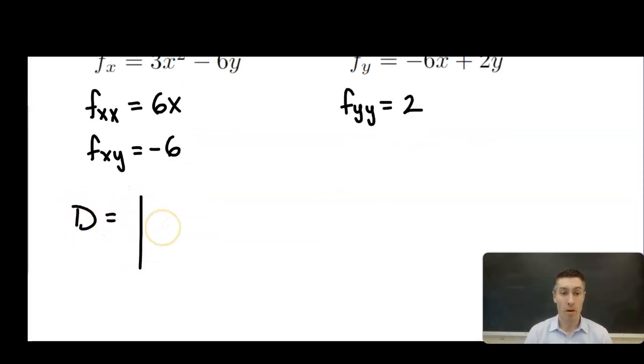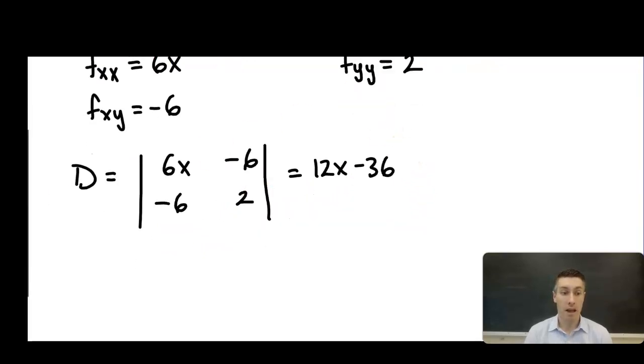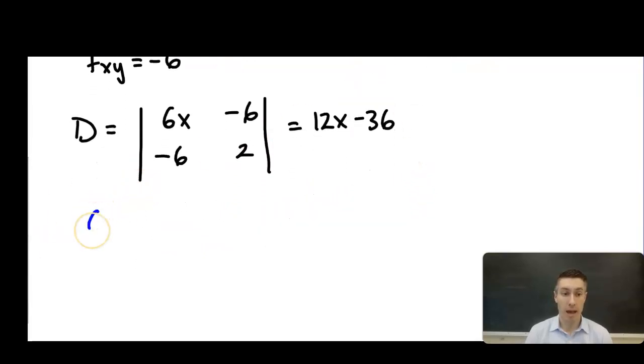So we set up our matrix. So we have 6x, negative 6, negative 6, and 2. So then take the 2 by 2 determinant. So 12x minus 36. And now we need to test our critical points. So we have (0, 0) and (6, 18). So if (0, 0) goes into this expression, it would be negative. And if that value is negative, that means we have a saddle point.